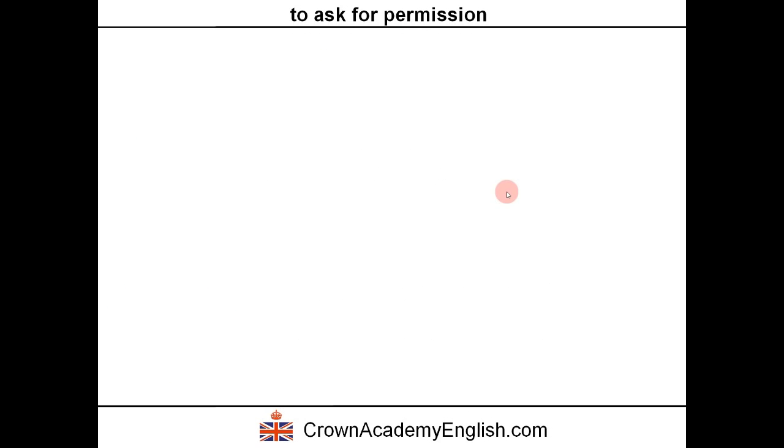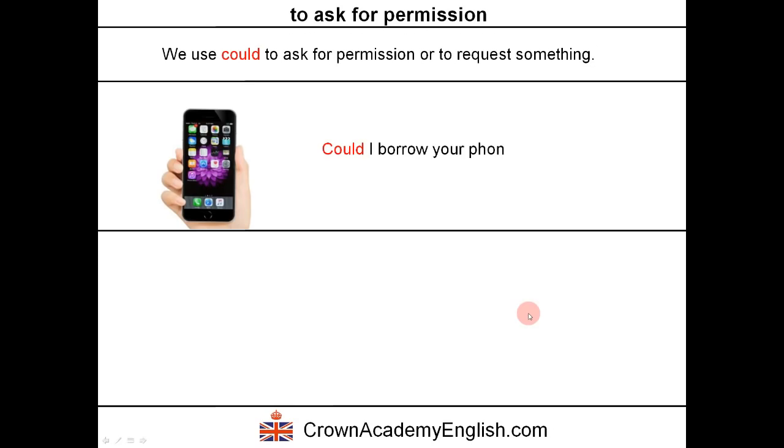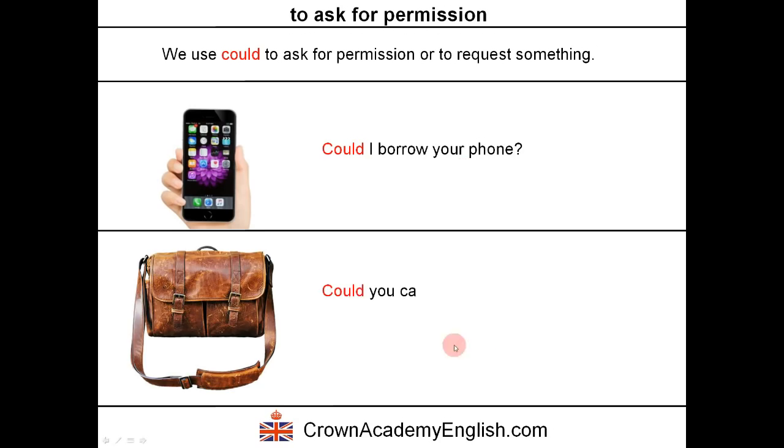To ask for permission. So we use could to ask for permission or to request something. Could I borrow your phone? So when you ask to borrow something from someone, this is a good way of doing it. Could I borrow your something? Your pen, your telephone, your car. Could you carry my bag, please? So this is requesting something, requesting a service. Okay. Notice that both of these use the question form. Could I? Could followed by the subject. And we have the question mark at the end.